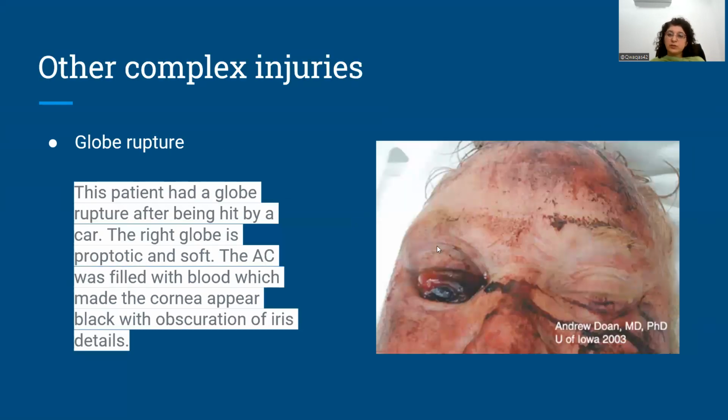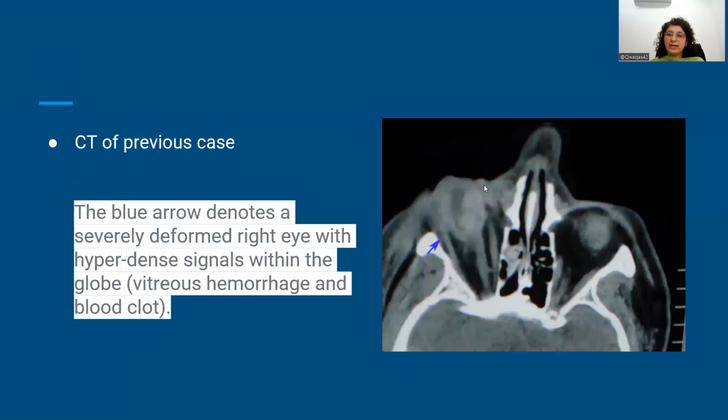This is a CT. So this particular patient underwent a CT scan. And as you can see over here, this blue arrow shows you a very deformed right eye with hyperdense signals within the eye indicating bleeding and clot formation.